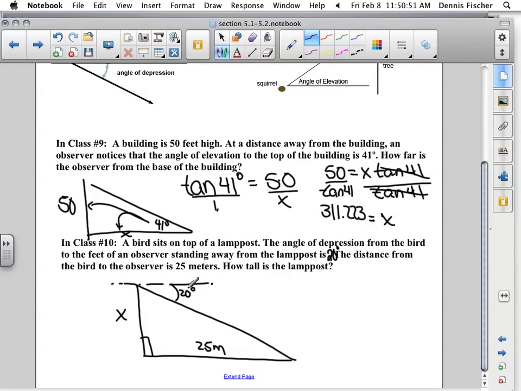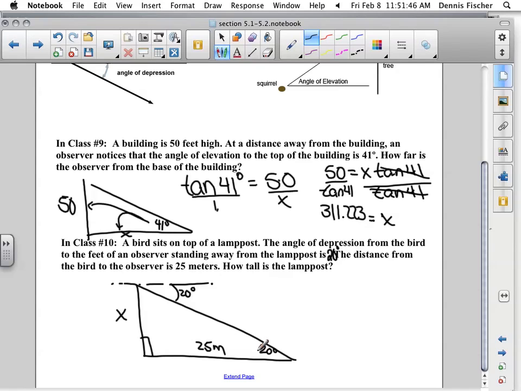So we have to figure out, if you remember geometry, alternate interior angles. If that's 20, down below here it has to be 20. Here's a parallel line, here's a parallel line, here's a transversal. Alternate interior angles. Here's a little rule: angle of depression always equals the angle of elevation. So if you know the depression, you can always put it right down here. Angle of elevation always equals the angle of depression.